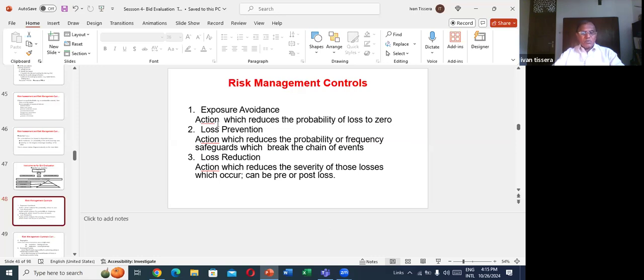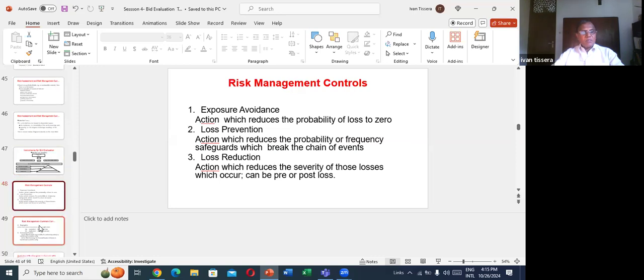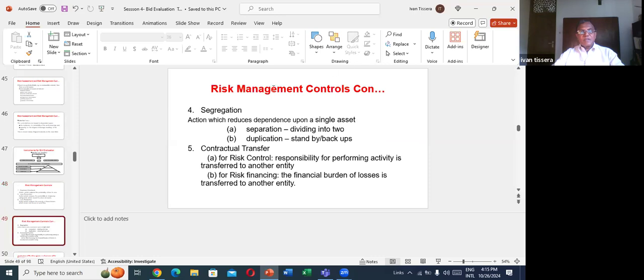I mean, those are too theoretical. We need not worry about that. I just mentioned it. Segregation is another thing: action which reduces the dependence upon a single asset. Segregation, dividing into two. Duplication, standby backups. I mean, in order to avoid the risk.